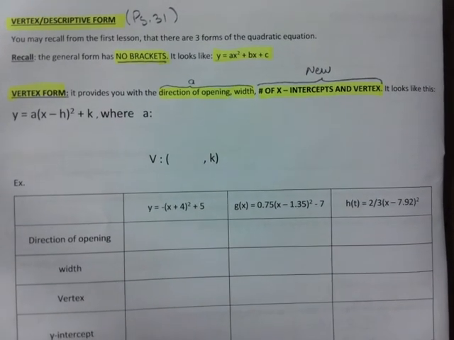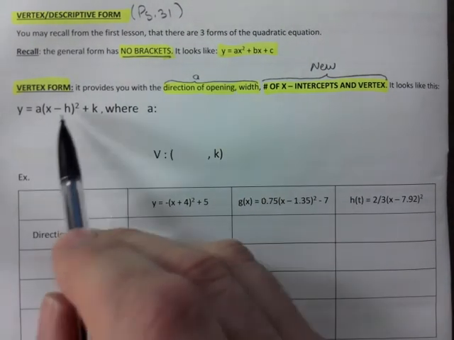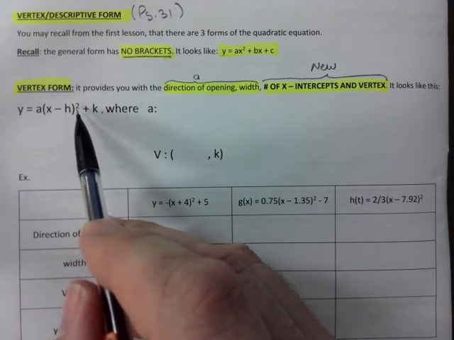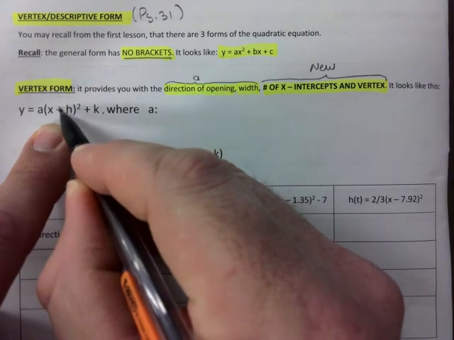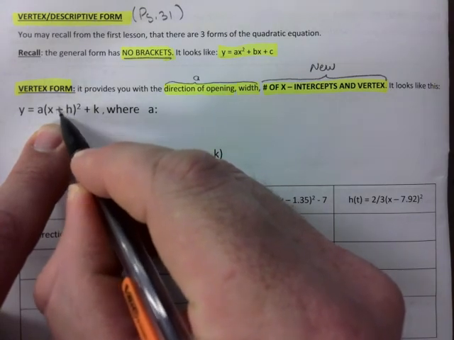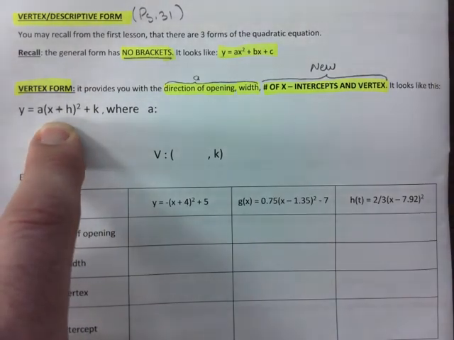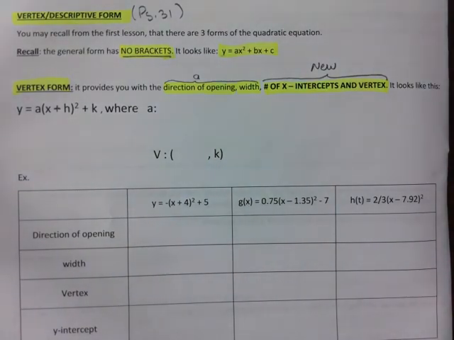The vertex form looks like this, and you will notice that there are brackets. Can I ask you to change this to plus? In a sense it doesn't really matter, but let's change that to plus because then whatever I'm doing now with Desmos is going to jive with it.